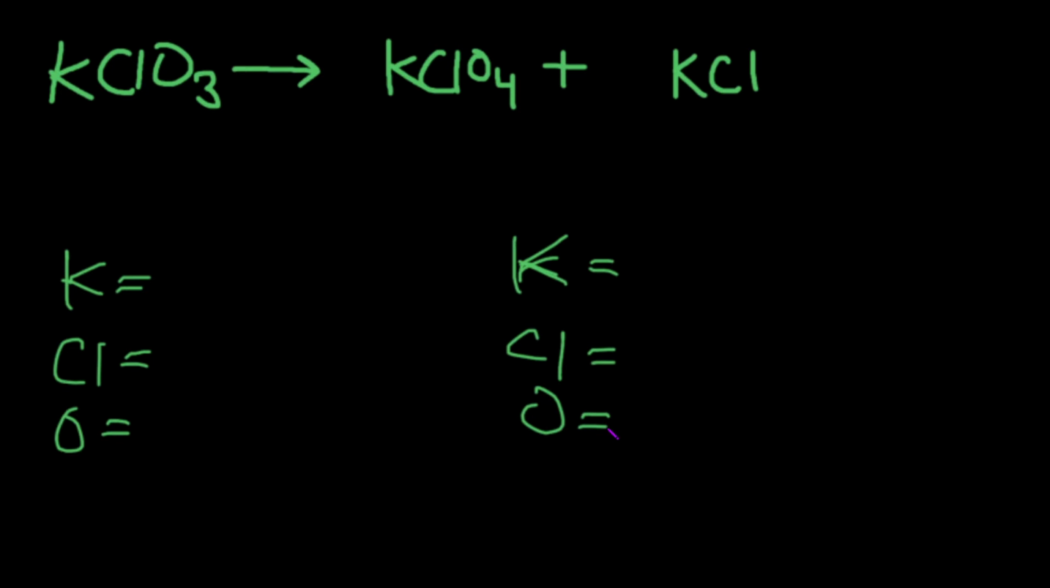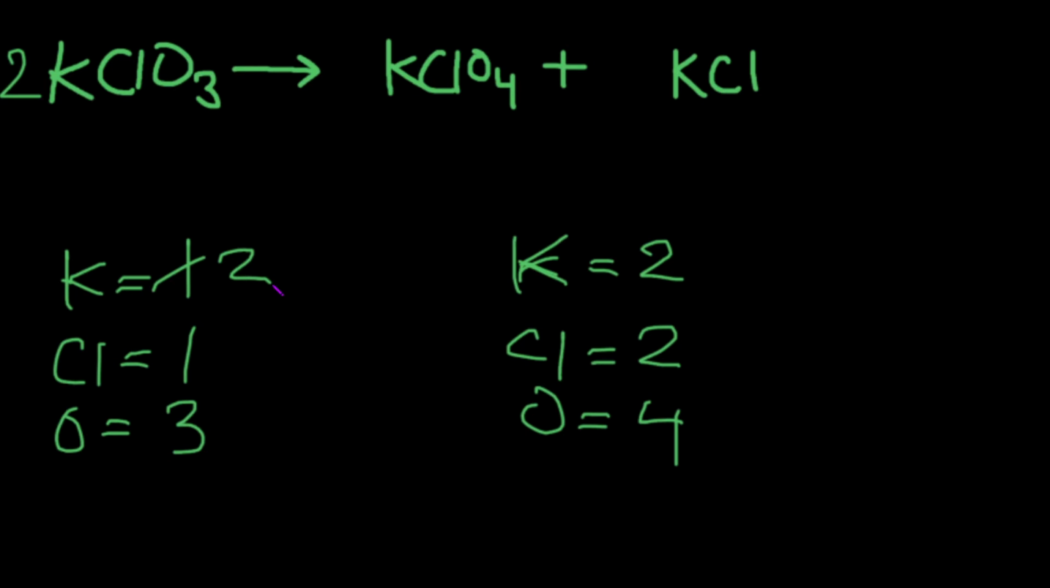Alright, so on the left hand side we have 1, and we have 3. And on the right hand side we have one potassium for KClO4 and 1 for KCl, so we have 2 together. We have 2 chlorines, and we have 4 oxygens. So let's start off with balancing the potassium first, as it is the metal. So we have to double up on potassium. So in order to do that, we have to put a 2 in front of potassium here. So that makes potassium 2, but also changes everything else.